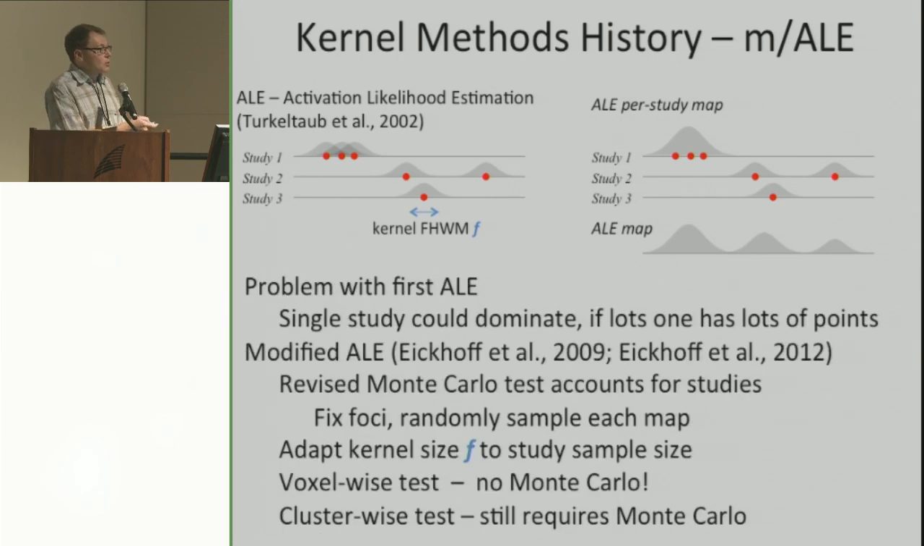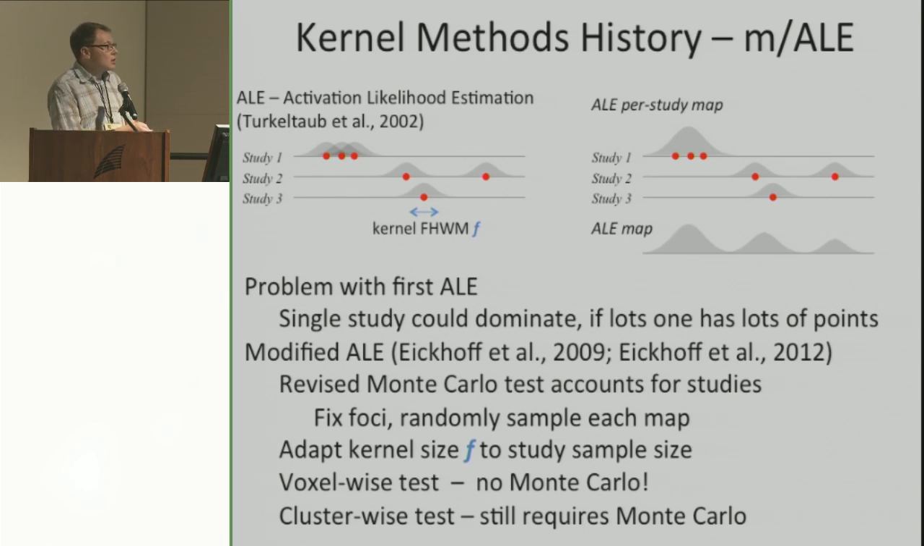So one of the problems that people were aware of really early on is that you can have some studies that just happen to report a lot of foci. They will create a sort of large intensity height in their study map. And the concern was that study could dominate, even though that maybe isn't there. That study just happened to report lots of foci within a given area, not that it actually had lots of information there. It was just sort of an arbitrary choice by the author.